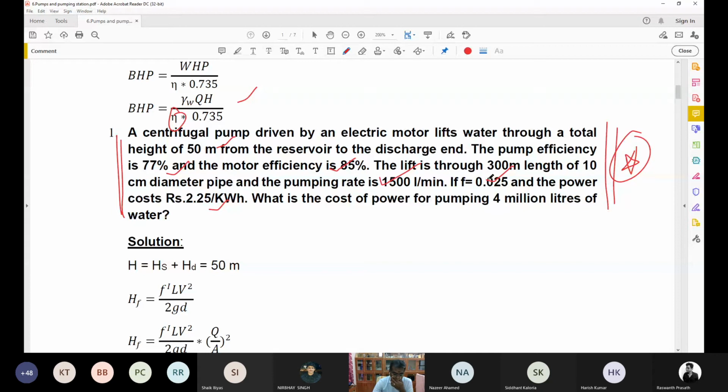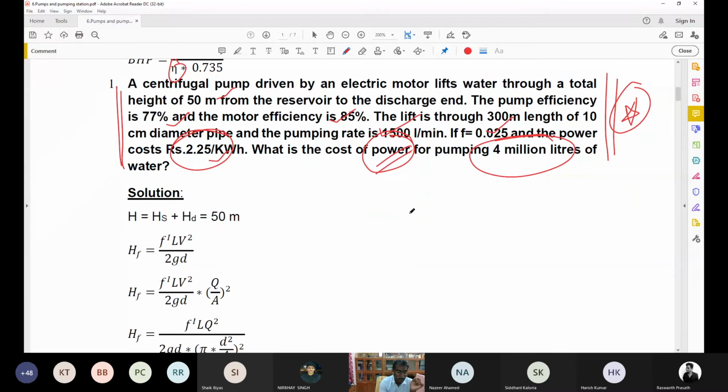Now we are in a position to calculate the power cost for pumping 4 million liters of water. You calculate the power, and power multiplied by 2.25, you may get the cost for a particular flow or quantity. We are already familiar: H is equal to HS plus HD. The total head is mentioned as 50 meter, so HS plus HD is equal to 50 meter.